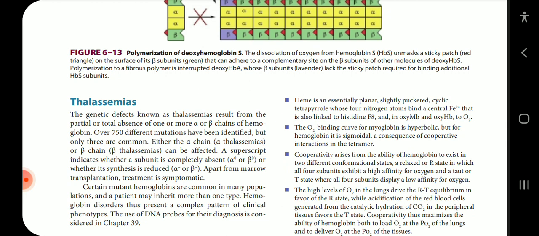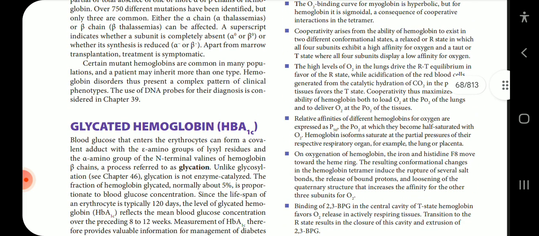The superscript indicates whether a subunit is completely absent, alpha 0 or beta 0, or whether synthesis is reduced, alpha negative or beta negative. Apart from marrow transplantation, treatment is symptomatic. Certain mutant hemoglobins are common in many populations, and a patient may inherit more than one type. Hemoglobin disorders thus present a complex pattern of clinical phenotypes. The use of DNA probes for diagnosis is considered in later chapters.